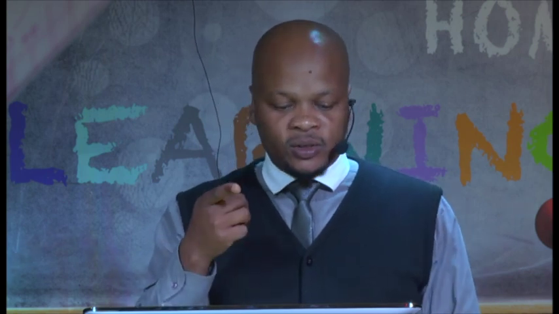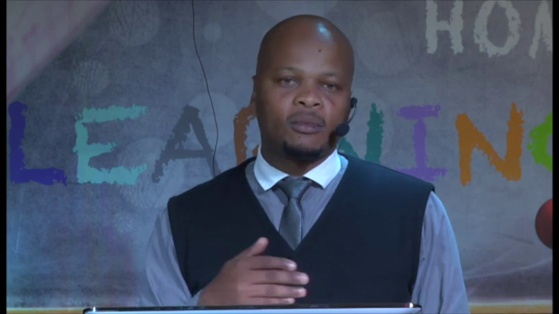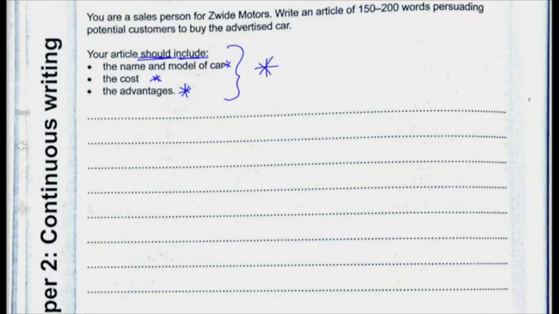So that is where you have to come in, because if you just give this in bullet form and say, okay, the name of the car is a Mazda 323 or a Mazda CX-5, model of the car 2015, you go to the next one, the cost, it costs 230,000 emalangeni. The advantage is it is smooth, it is comfortable, things like that. Do you think you're going to be able to fill the page? Make the 150 to 200 words? Definitely not. So this is just to guide you. Yes, it is information that you need to include, but you also have to include your own information.